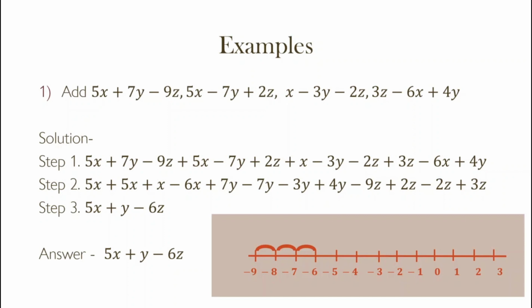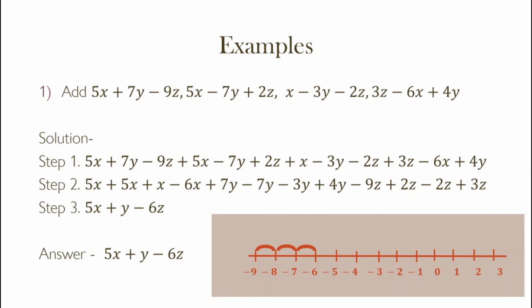Now, continuing with the topic for today, which is adding and subtracting algebraic expressions. The first question says, add 5x plus 7y minus 9z, the first algebraic expression, with 5x minus 7y plus 2z, x minus 3y minus 2z and 3z minus 6x plus 4y. So we are given 4 algebraic expressions and we need to add them.